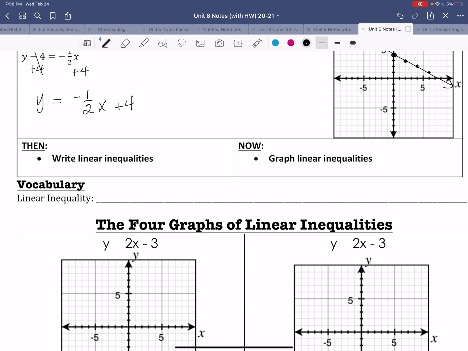My first vocabulary word is linear inequality. So this basically is similar to an equation, but it will contain our inequality symbols. So less than, greater than, less than or equal to, or greater than or equal to. So it's going to have one of those. We're going to have to shade. So let's look at what that will look like.